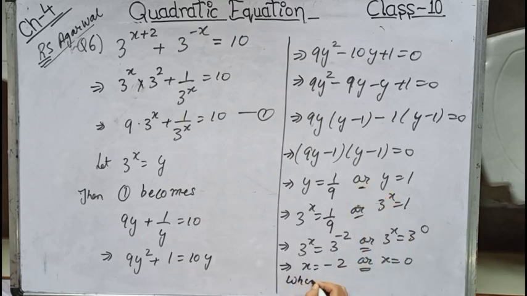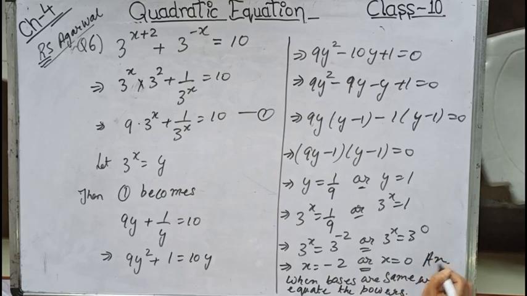When bases are same, we can equate the powers. This rule you are doing from standard 6, and hence x equals minus 2 and x equals 0 is the answer.